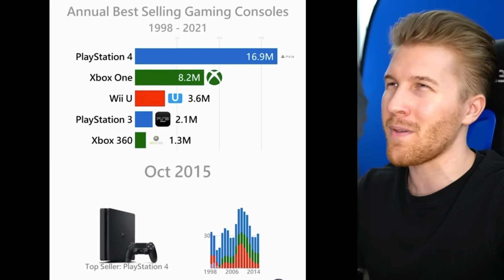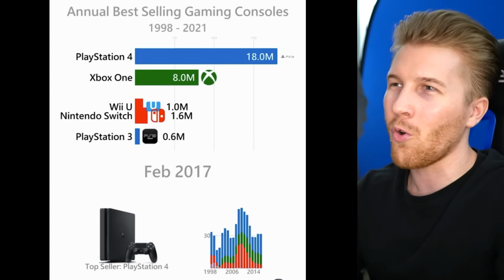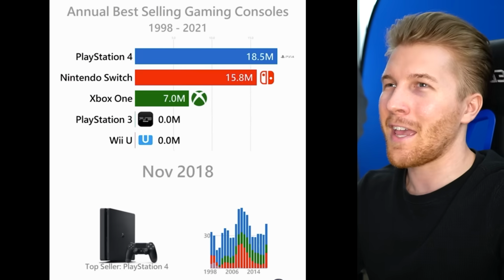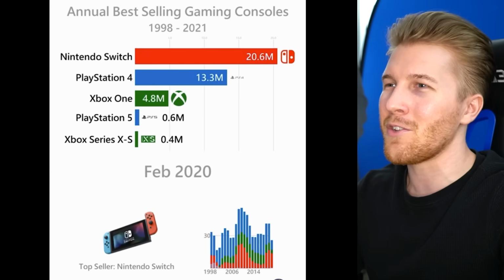Xbox. I'm very curious what the new consoles are doing. So here's the PS4 and the Xbox One. So the PS4 just dominated the Xbox One for the whole time. Here comes the Nintendo Switch, and let's see what's going on with the new stuff.